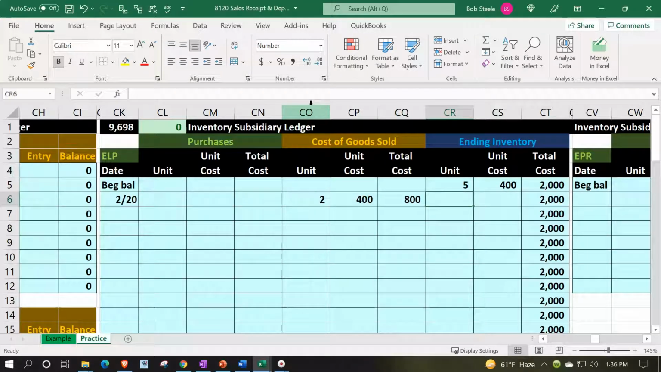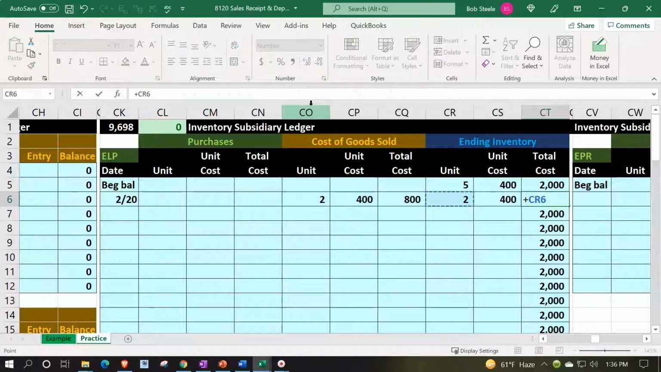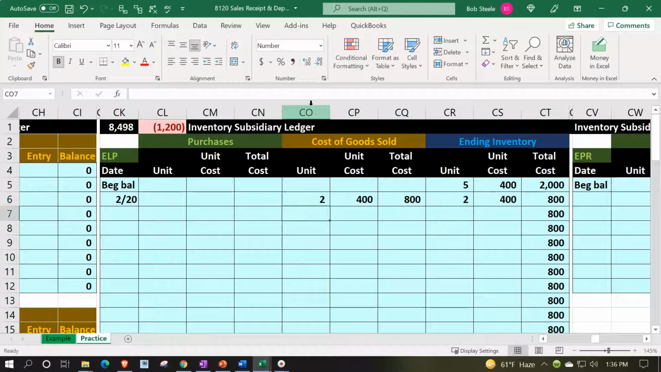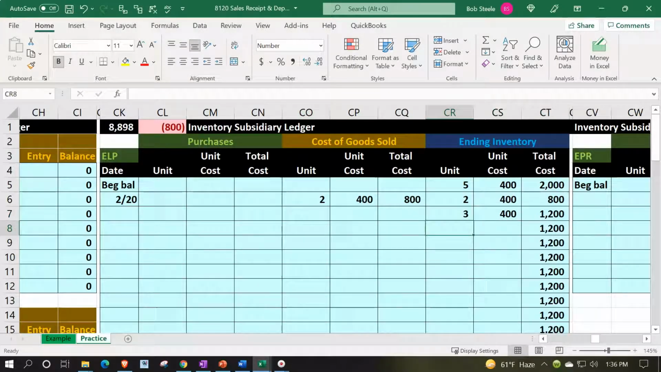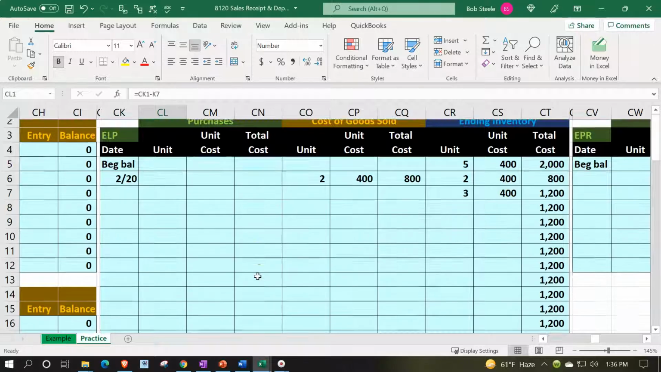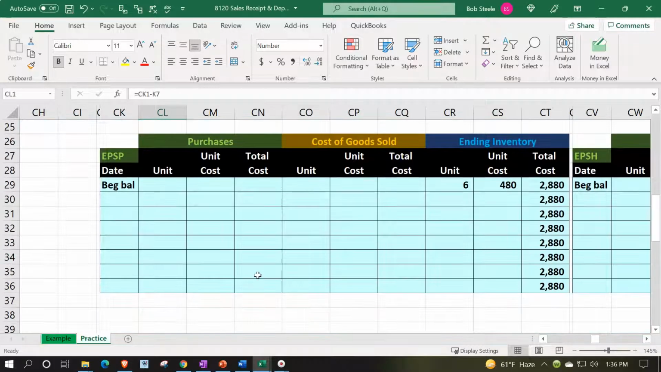So we're going to have a cost of 800, not the sales price, but the cost. And then we have the 2, the 400, and then the 2 times the 400. Bring over the 800 to the ending inventory, subtracting out 5 minus 2, giving us 3 at the 400. 3 units left at 400 would then be the 1,200 left in ending inventory. We're out of balance by the 800 now until we record it to the trial balance.